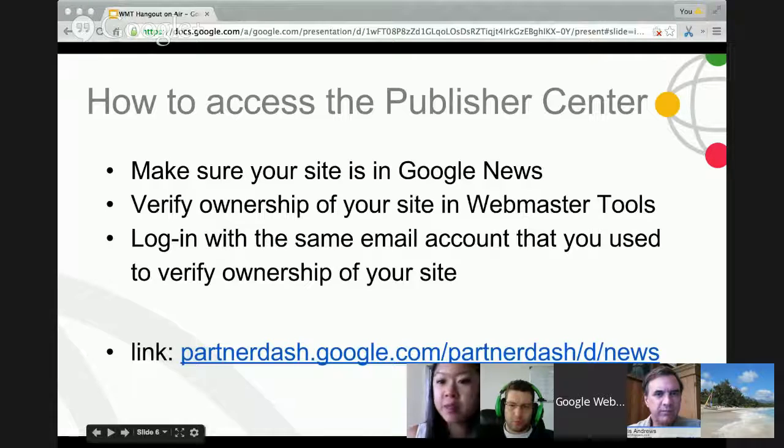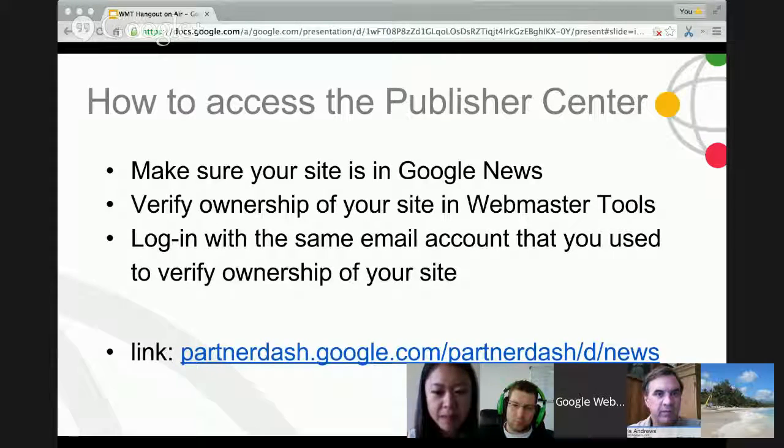Okay, great. So the follow-up question that we always get to this is, well, how do I access the Publisher Center? Again, the link is down there, but a few things to make your lives a little bit easier before you just try going to that link. You have to make sure your site is in Google News. If it's not, we highly encourage you to apply. You just go to our Help Center. I don't have the link up there, but if you just search Google News Help Center, click on it. In the top right corner, click Contact Us, and then you can apply if you believe that your site meets all of our quality and technical criteria.